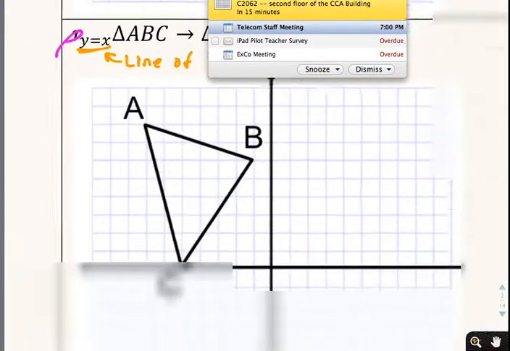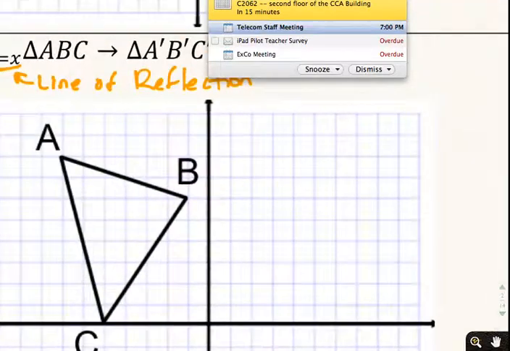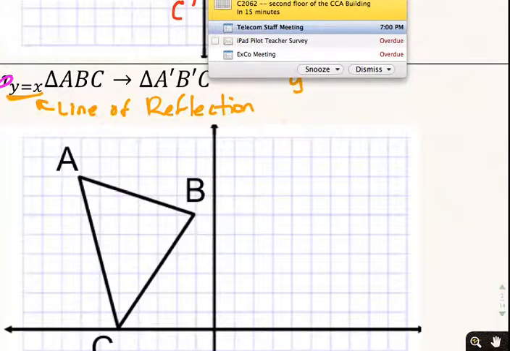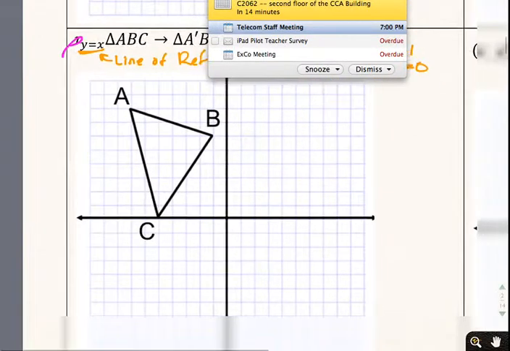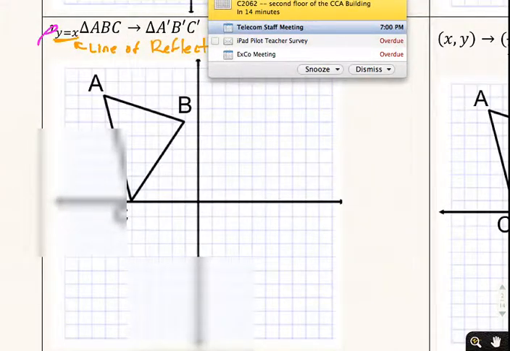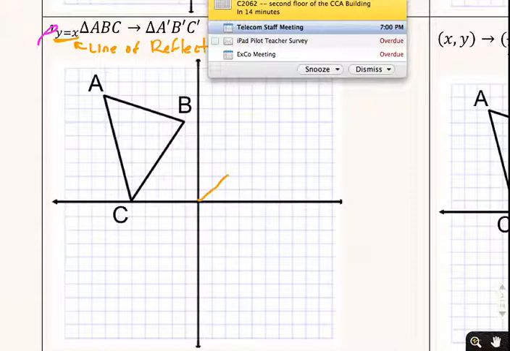Now, y equals x caused some controversy. y equals x is nothing more than a y equals mx plus b equation. In this case, y equals x tells me that I have a slope of 1 and a y-intercept of 0. So what that line looks like is a line of slope 1 crossing through the origin. So it's going to look like this. This is y equals x.